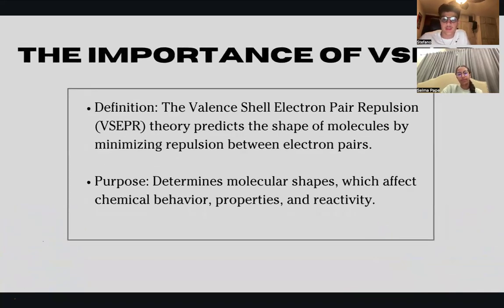The importance of VSEPR. The valence shell electron pair repulsion theory predicts the shape of molecules by minimizing repulsion between electron pairs. The purpose is to determine molecular shapes, which affect chemical behavior, properties, and reactivity.